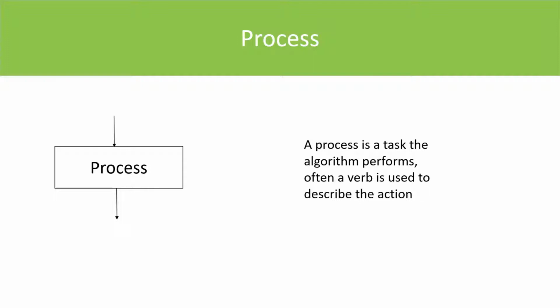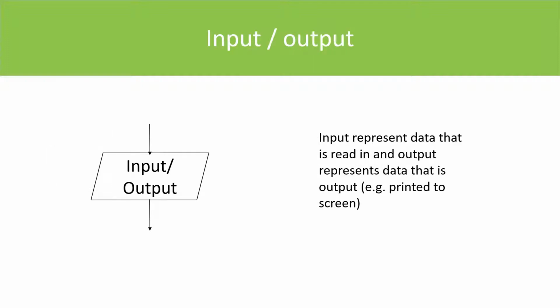A process is represented as a rectangle, and a process is a task that the algorithm performs. Often we use a verb to describe what process is being performed. And input-output is the shape of a parallelogram. It represents the data that we're entering into the algorithm, and the output, so what's printed out at the end.